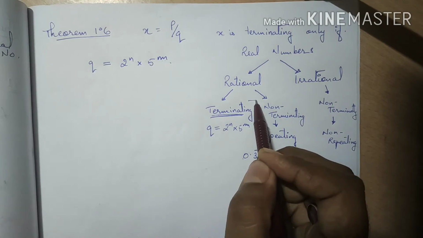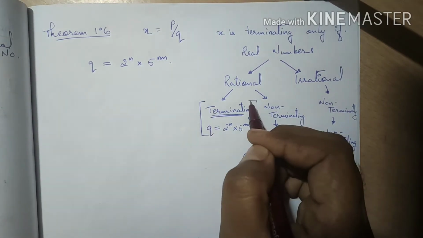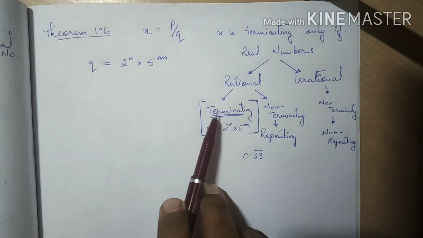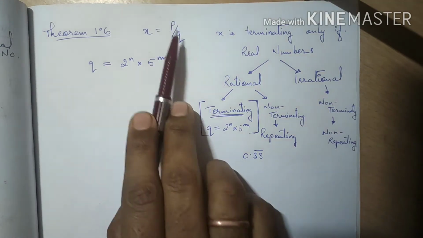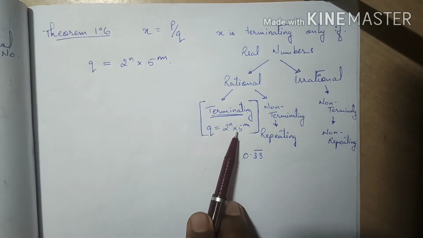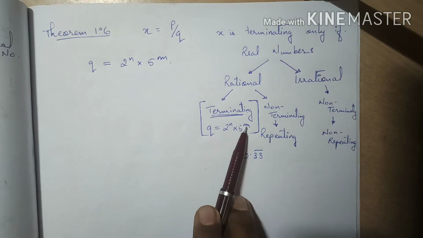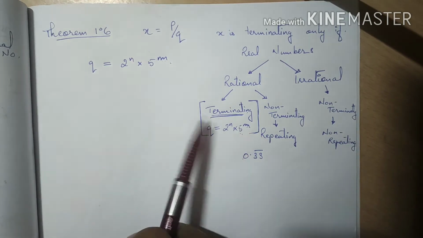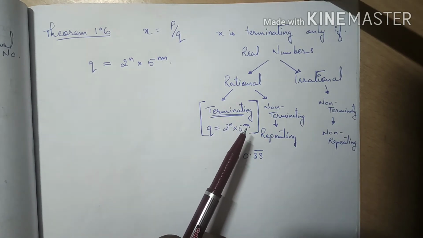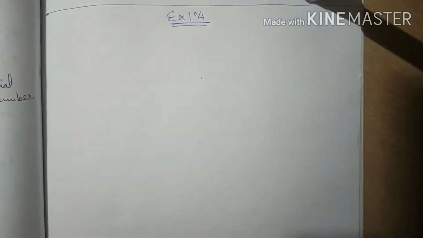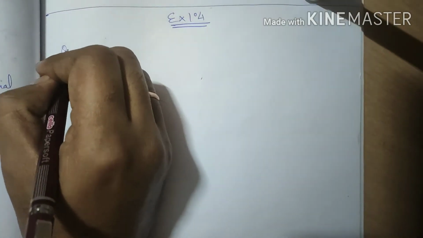So this theorem surrounds this part, and it states that a rational number will be terminating only if, out of p by q, q is in the form of 2 to the power n and 5 to the power m, where n and m can be equal or different. Here n and m are non-negative integers, okay? So now let us start exercise number 1.4, question number 1.